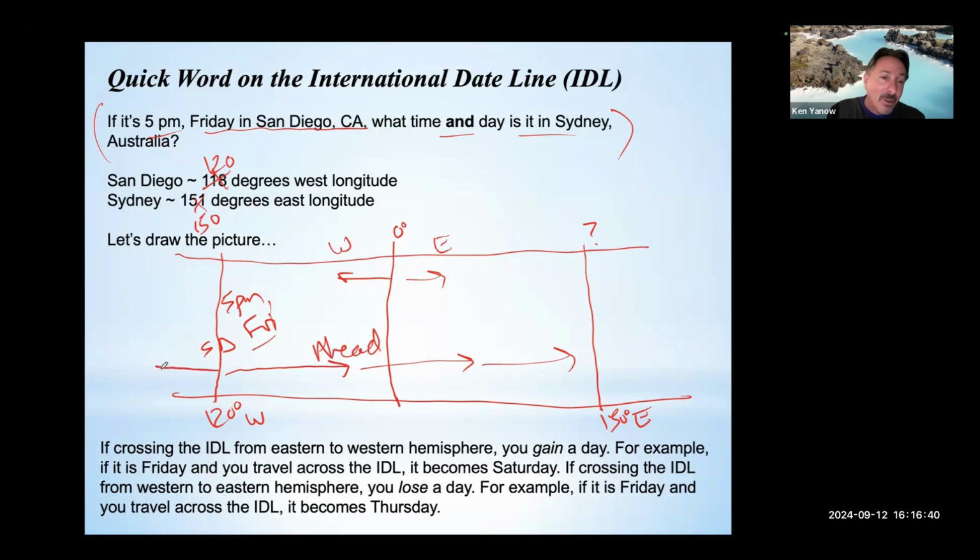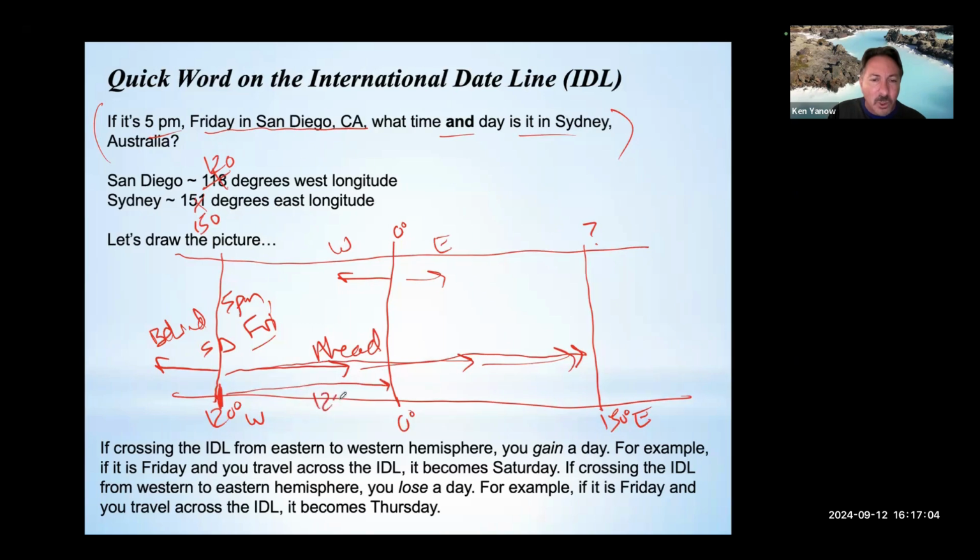And we know if we go in this direction, we're going behind in time. So let's do this both ways. It's 5 p.m. We want to go all the way this way to Sydney. The question is, how many degrees of separation are there? Well, we've got 120 degrees from San Diego to the prime meridian.